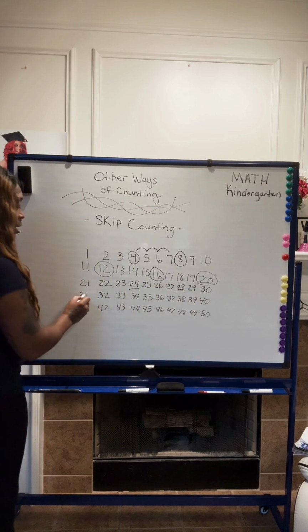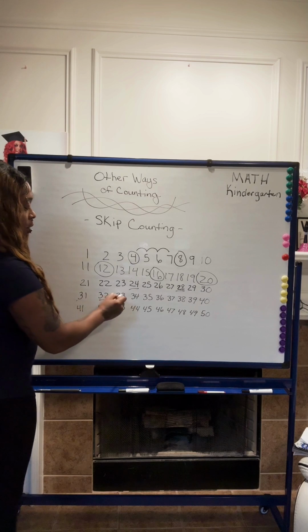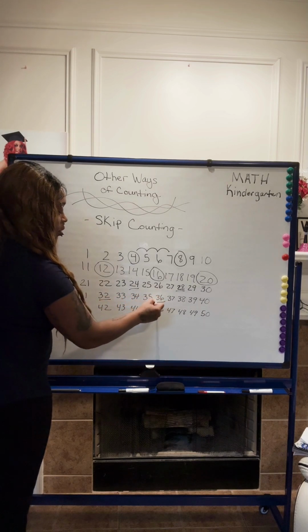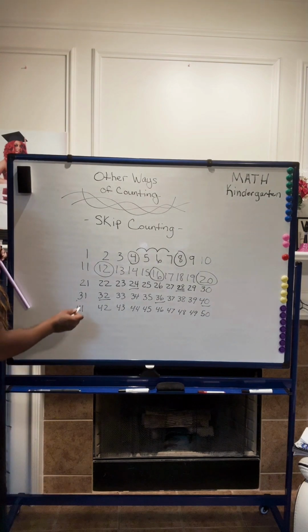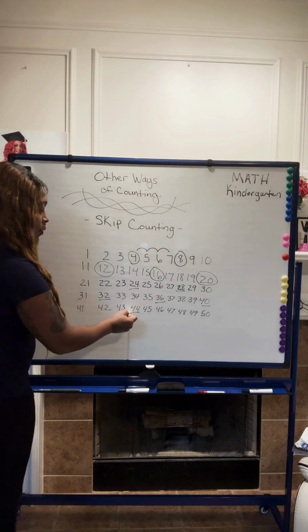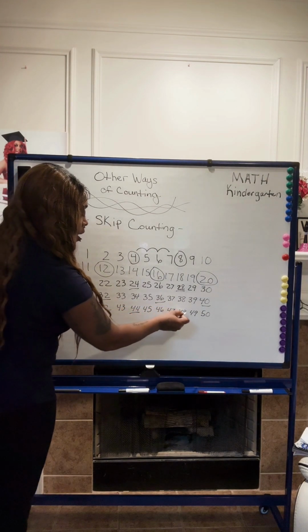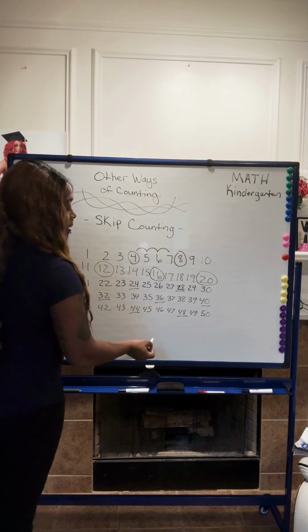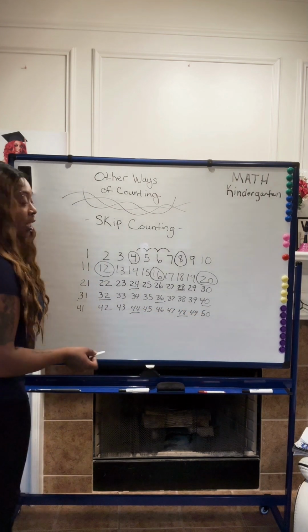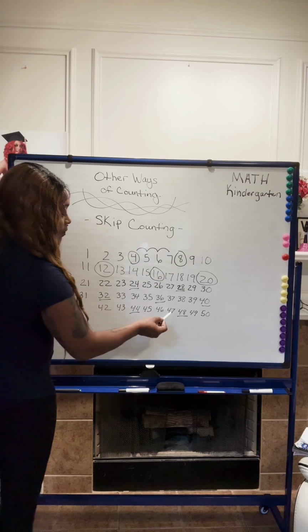1, 2, 3. The 4th number is 32. 1, 2, 3. 4th number is 36. 1, 2, 3. The 4th number is 40. 1, 2, 3. 44. 1, 2, 3. 48. It won't stop on 50, but 48 is the closest that it can get to 50.